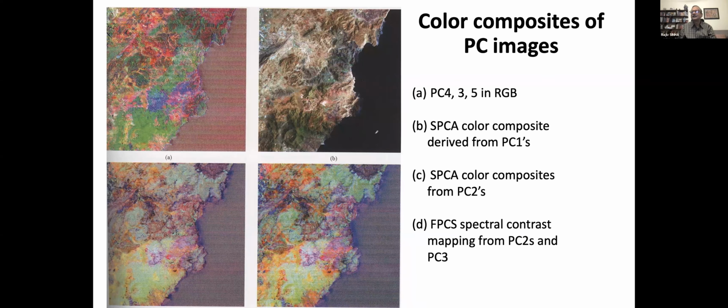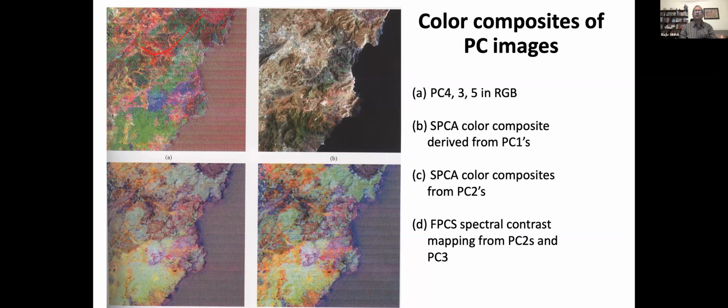Then the B is a different color composite combination. And then there are only PC2 being used, only PC3. So there are many combinations you can use to derive these color composite information. You can see this is a much nicer image than any one of these, because we have used PC4, 3, and 5, and we have coded them into RGB, the red, green, and blue, for example.